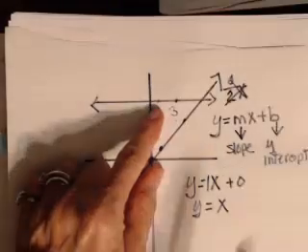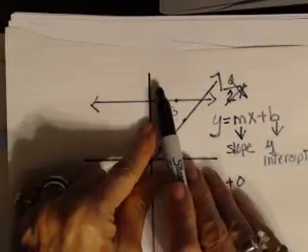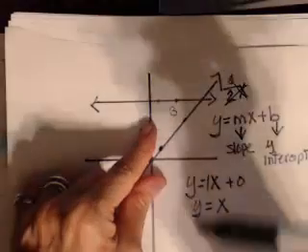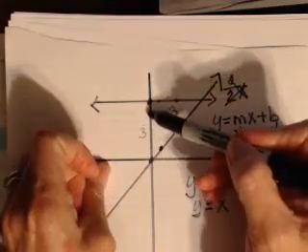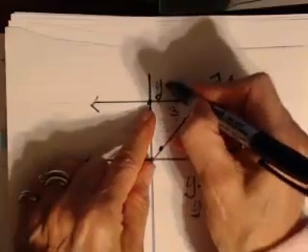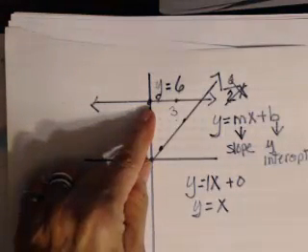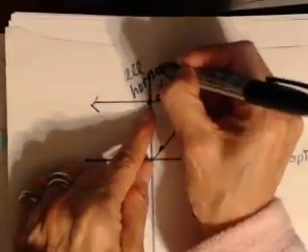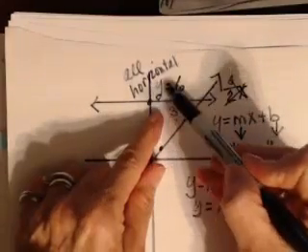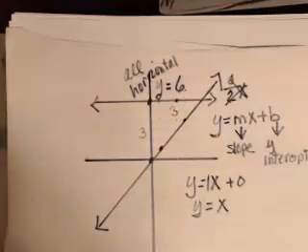So the x term goes out when we have a horizontal line because its rise would be 0. Now it does intersect the y-axis at 1, 2, 3, 4, 5, 6. So the equation of this line will be y equals 6. So all horizontal lines are y equals whatever value they cross or intersect the y-axis. All right, let's look at another example.